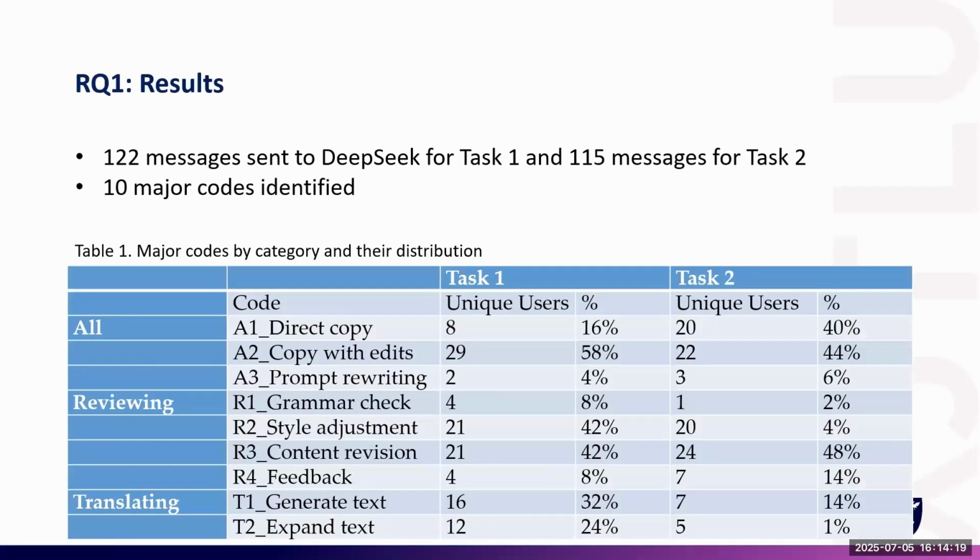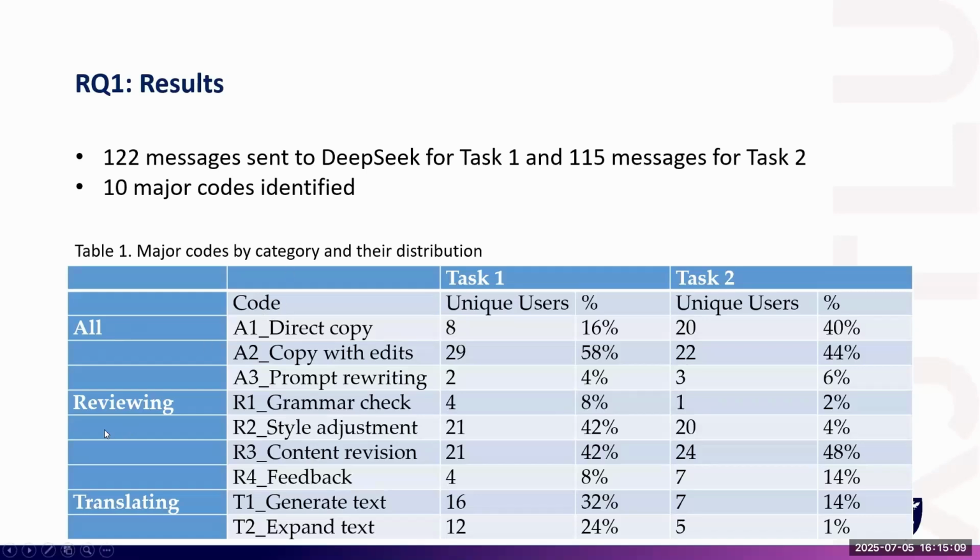So in total, for task 1, we have 122 messages. And for task 2, we have 150 messages. When we analyzed the queries students sent to DeepSeek, we identified 10 major codes. Here are the codes. Under the code all, we have the direct copy, that is just copying the prompt into the query and sending it. We also have the copy with edits, copying the prompt and saying something like, probably you can write it more politely. And the third one is called prompt rewriting, where students are not directly copying the prompt, but try to paraphrase or restate the prompt in their own words.